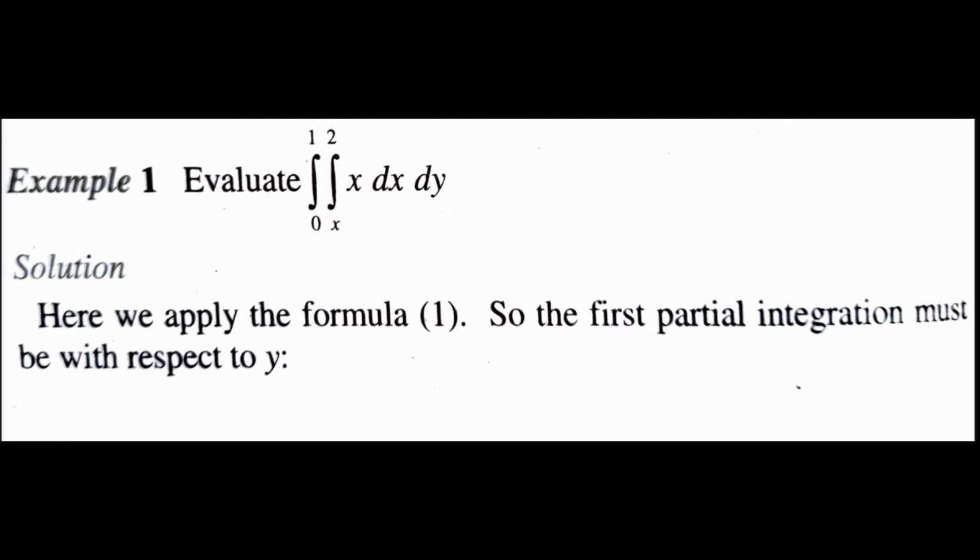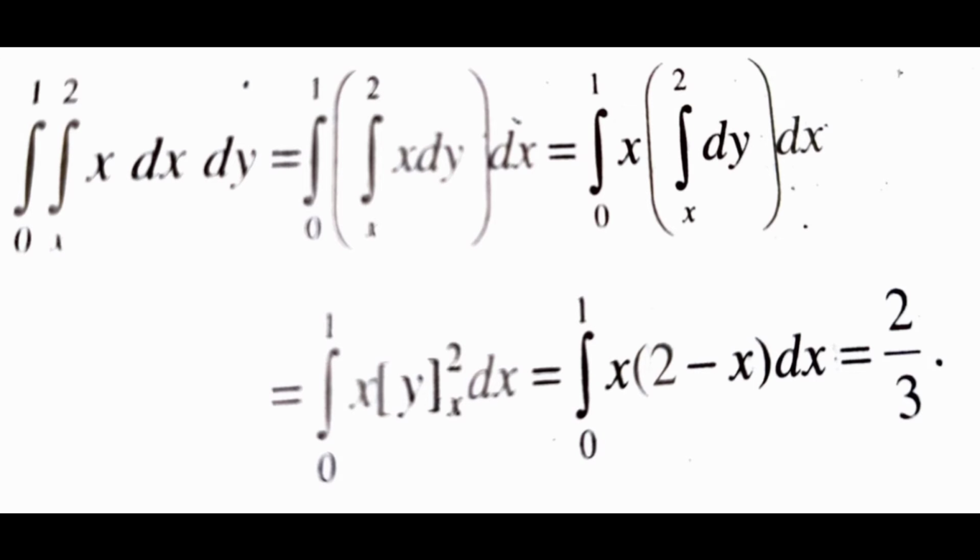Our first question is to evaluate the integral from 0 to 1 of the integral from x to 2x of dx dy. Here we apply formula 1, so the first partial integration must be with respect to y. Here the double integral is the integral from 0 to 1 and the integral from x to 2x of dx dy. This can be written as the integral from 0 to 1 of the integral from x to 2x of dy dx.